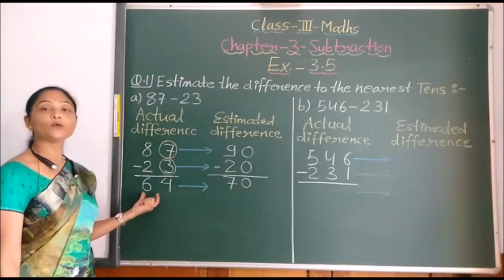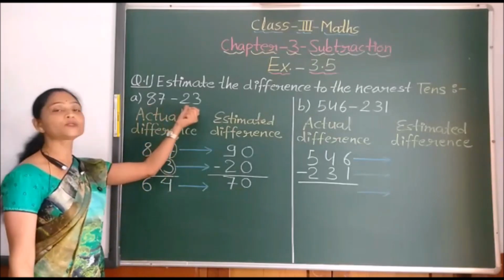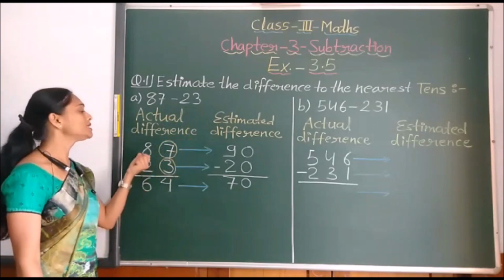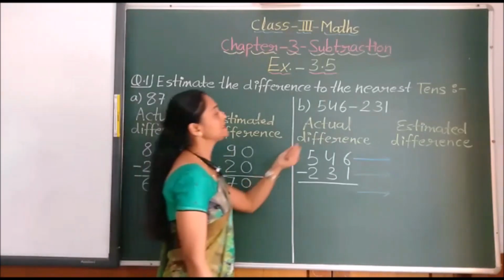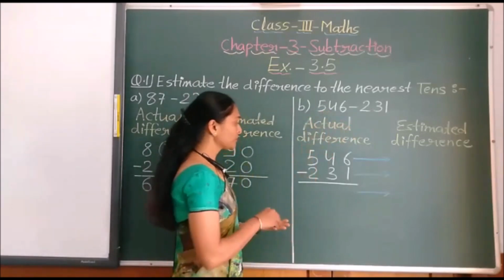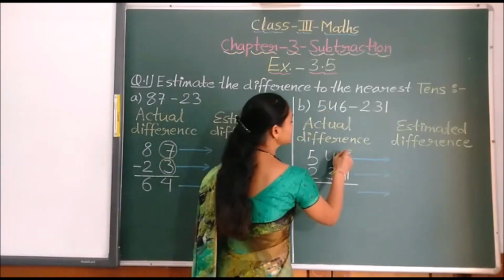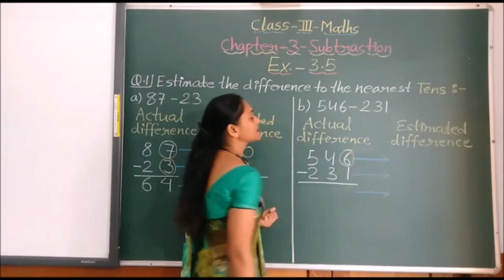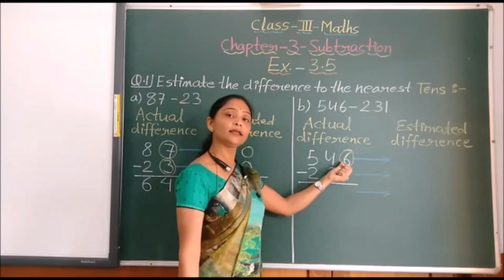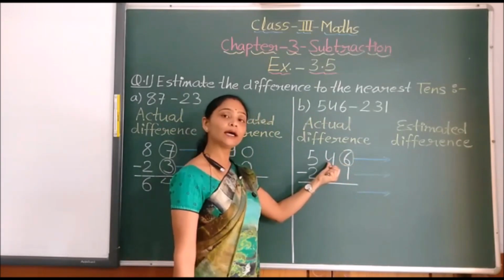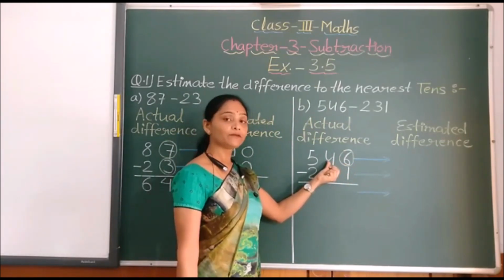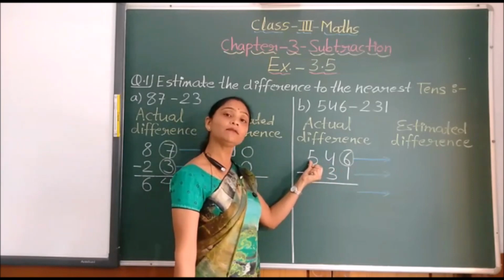So this way you may round both the numbers to the nearest tens and then you may subtract to get the estimated difference. Now we will solve this one also the same way. See, we have to see the ones place digit. Here also it is 6. 6 means greater than 5. When it is greater than 5, this will be increased by 1. This 4 will become 5 and this 5 will remain 5.